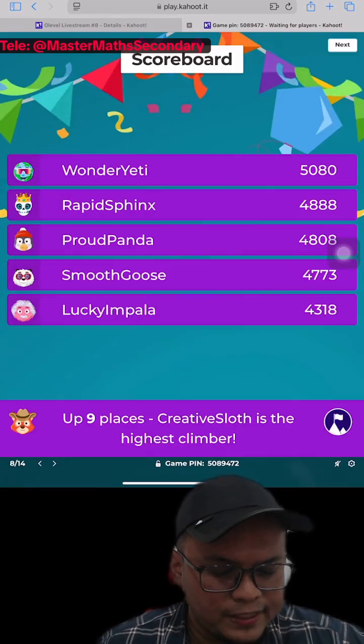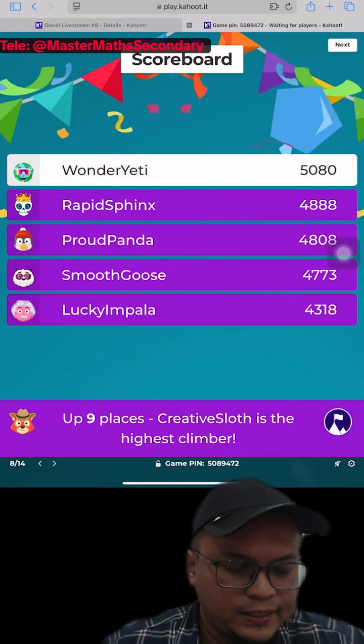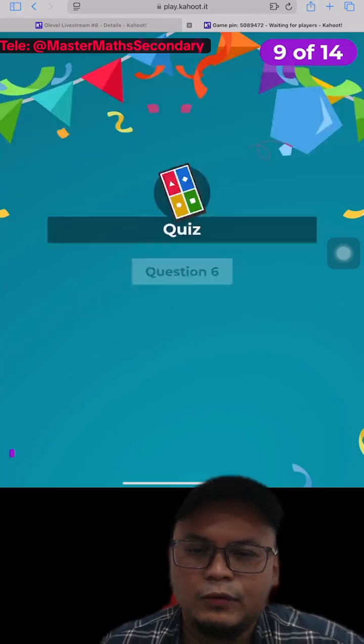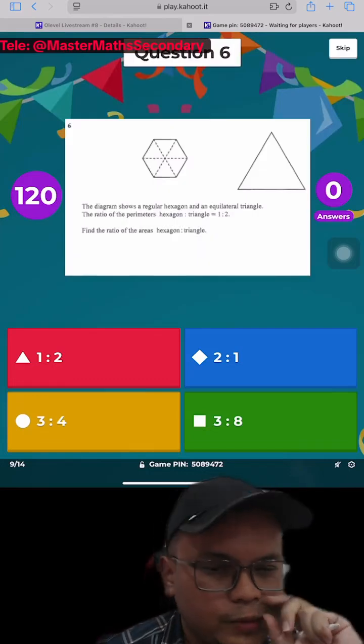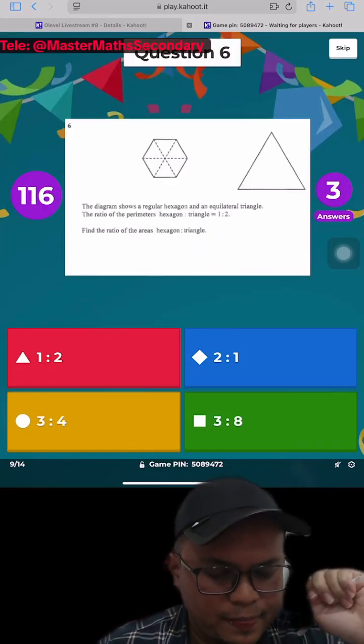Or let's look at the leaderboard first. Any changes there? Okay, no changes. Wonder Yeti is still first. Okay, now this one is double points, guys. Try this one, try it well, because this is a 2 marks question. So that's why there are actually double points. Okay, can you guys give this a try?